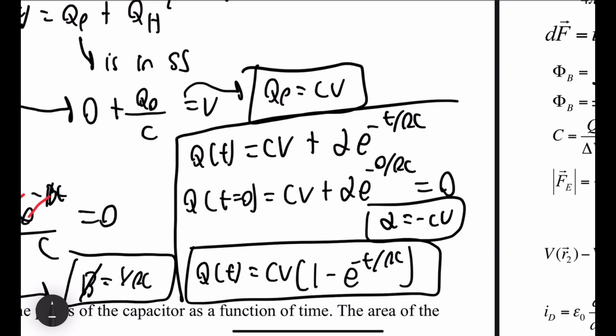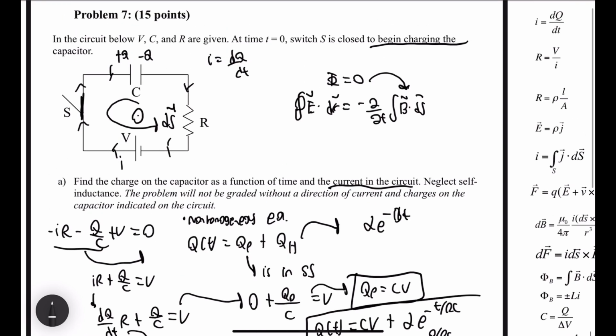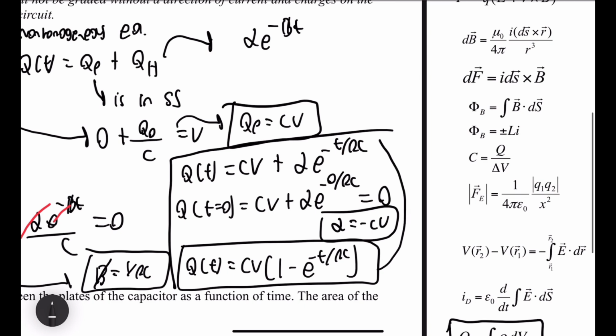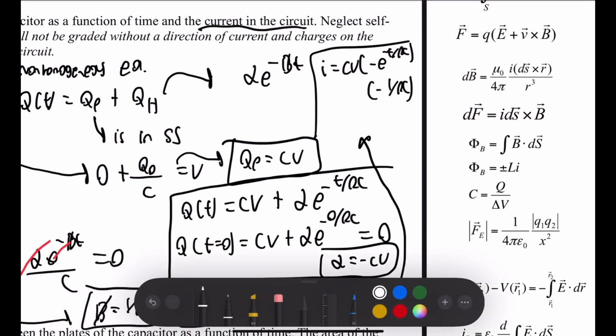But that was just the charge. The question also said to find the current. Recall again, current is I equals dq/dt. So simply just take the derivative of the answer that you found. So then current is going to be CV times negative e to the negative t over RC times chain rule, so negative 1 over RC. Negatives become a positive. The C's cancel. So current is equal to V over R e to the negative t over RC.